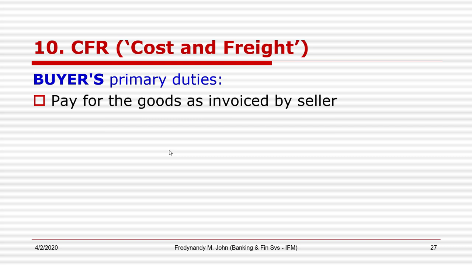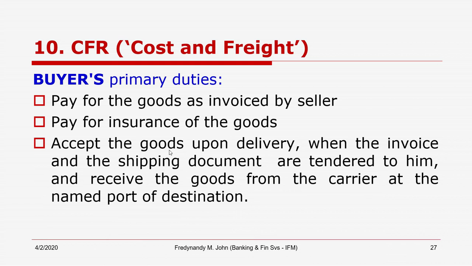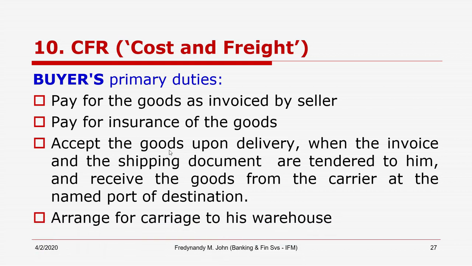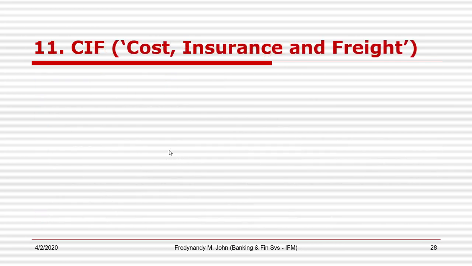Now, once the goods have reached the country of import, the buyer will have a number of responsibilities. But before then, he must have paid for the insurance if he really wants to provide cover for the transported goods, as this will not be done by the seller. Besides those, he's supposed to have paid for the goods as invoiced by the seller and be ready to accept the goods once they have reached the port of destination. That is to say, the buyer will be required to meet custom formalities in the country of import and last, arrange for carriage of the goods from the port to his warehouse.